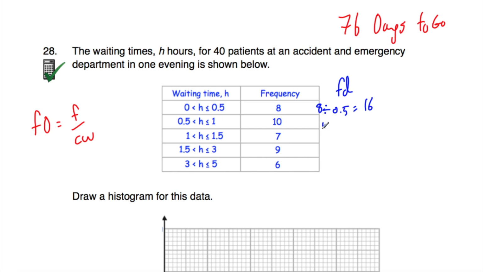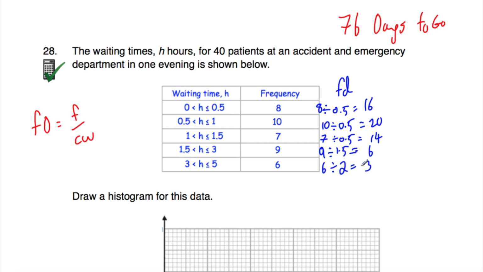The next one, the frequency, which is 10, divided by the class width, which is 0.5, and 10 divided by 0.5 is 20. So our next frequency density is 20. Next, we take our frequency, which is 7, and divide that by the class width, which is 0.5, and that's equal to 14. Next, the frequency is 9, and we divide that by the class width, which is 1.5 in this case. It's 1.5 wide, since 3 take away 1.5 is 1.5. And 9 divided by 1.5 is equal to 6. Finally, our last category has a frequency of 6, and we divide that by the class width, which is 2. 6 divided by 2 is equal to 3.